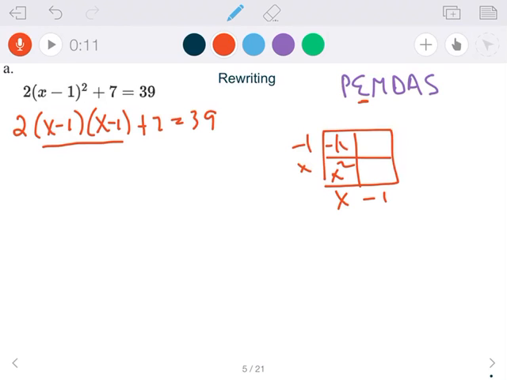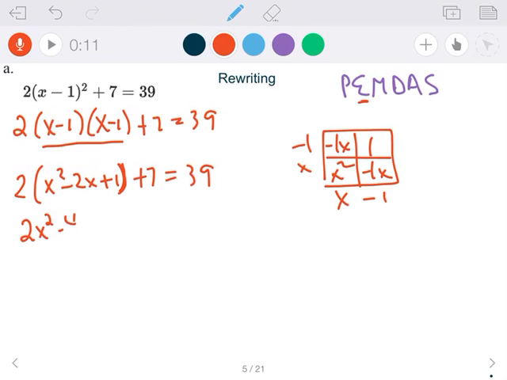So I have x squared minus 1x, and negative 1 times negative 1 is positive 1. So now I have this 2 times whatever was in my area model, which is x squared minus 2x plus 1, plus 7 equals 39. And then I can multiply the 2 times all of that. So 2x squared minus 4x plus 2 plus 7 equals 39. And now I can rewrite one more time. So I have 2x squared minus 4x plus 9 equals 39.